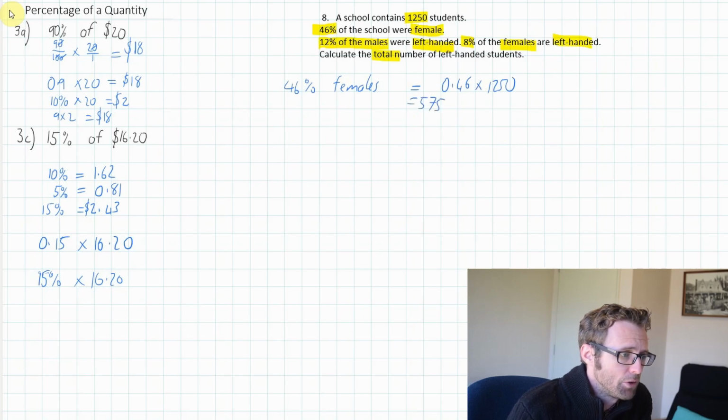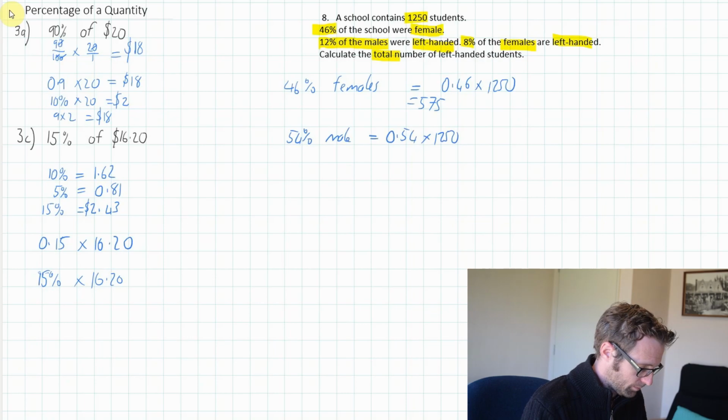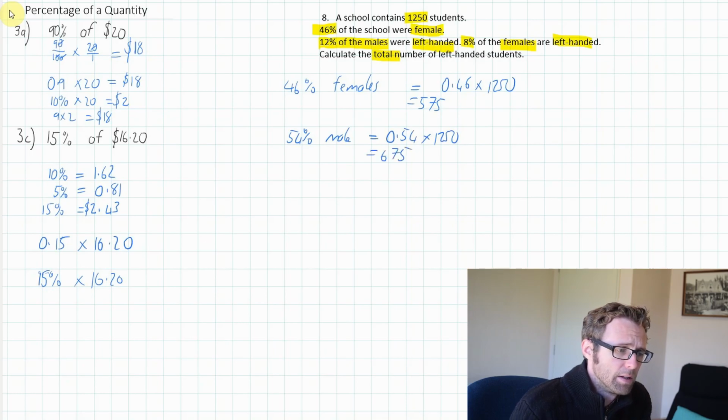Now I'm going to do the males. They must be 54%. So we'll go 0.54 multiplied by 1250, and that gives me 675. Perfect. Now, I want to find the left-handers.